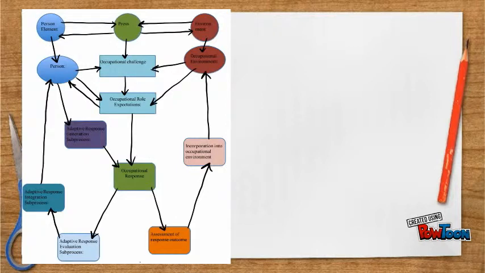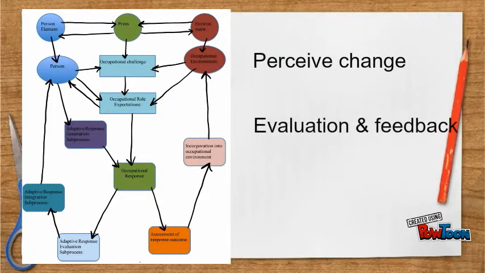Occupational adaptation is a dynamic process and it involves so many components that it will be impossible to cover them all in this presentation. We will only focus on two. Adaptation involves the ability to perceive the need for change, and evaluation and feedback.